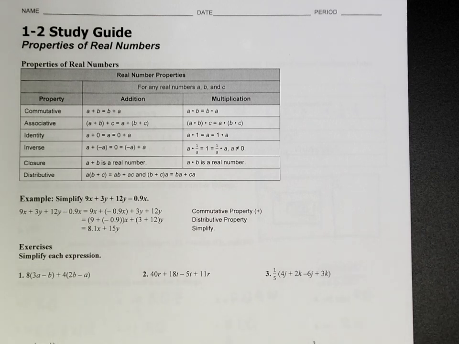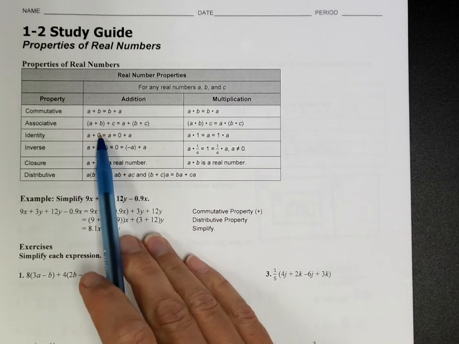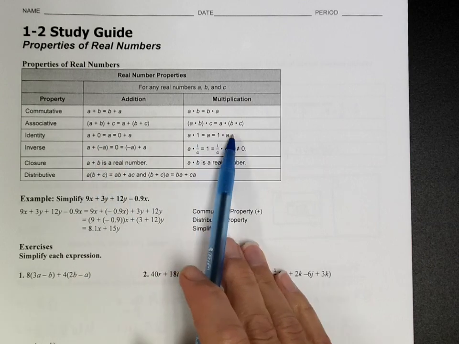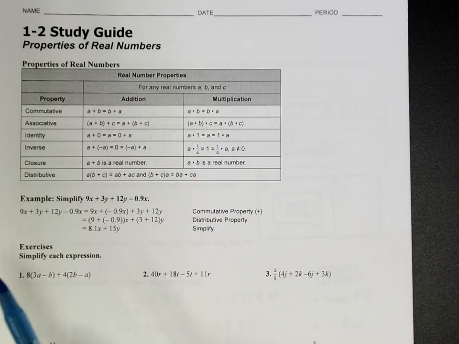3 plus 2 is also 5. You have your associative, which talks about the order you do your operation in. You have the identity, which is different depending on if you're talking about addition or multiplication. The inverse, which is how do you undo something.